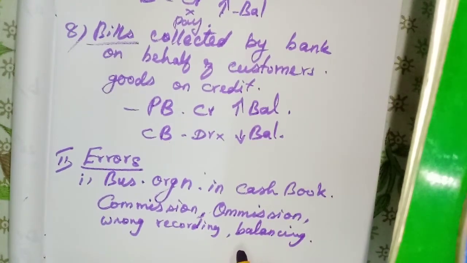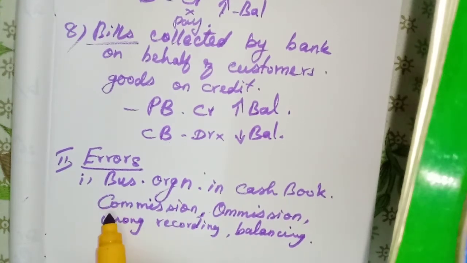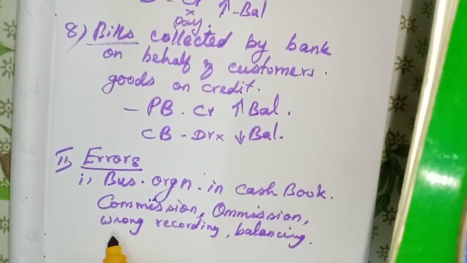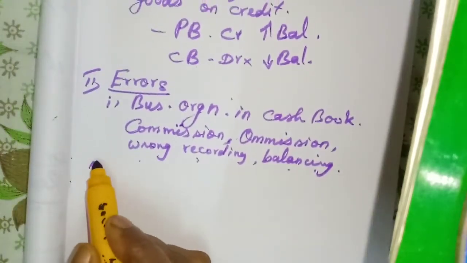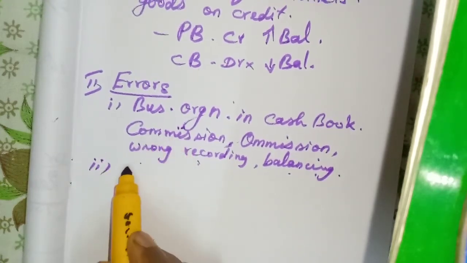So many types of errors can be made. Either they may commit errors in the amount, then entries may be omitted, or they may record in the wrong account, or when they balance they can make errors. Then the second category under errors: the errors committed by the bank.